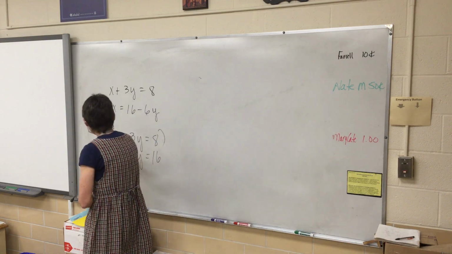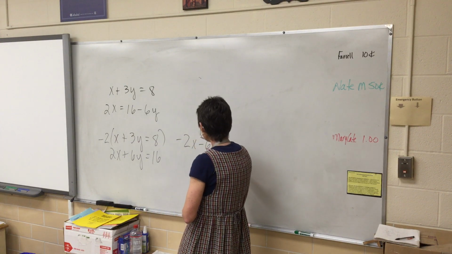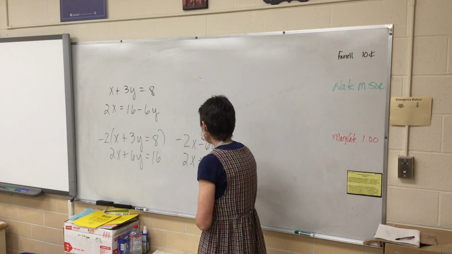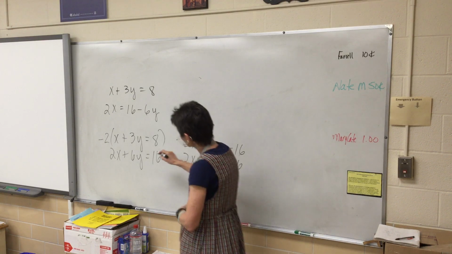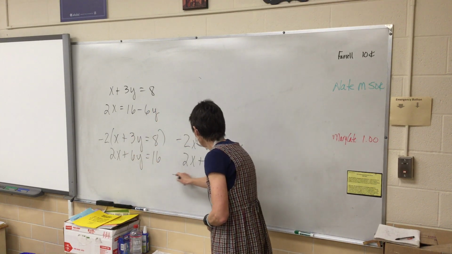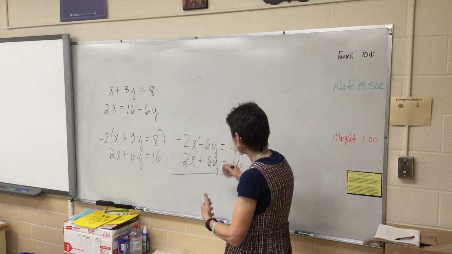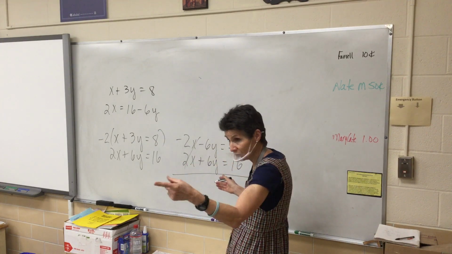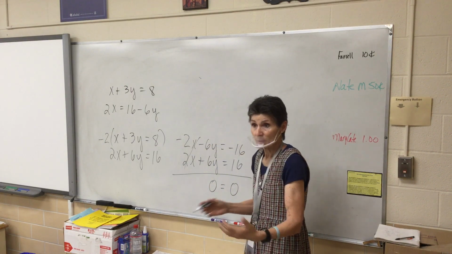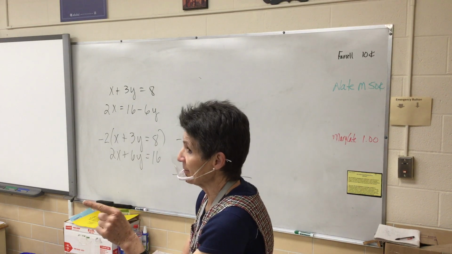You can do negative 2 to the first one. So all the way across, negative 2. And she did that because she wanted to cancel her x's out. Well, that's all of them. Everything canceled. So we end up with 0 equals 0. It all canceled.